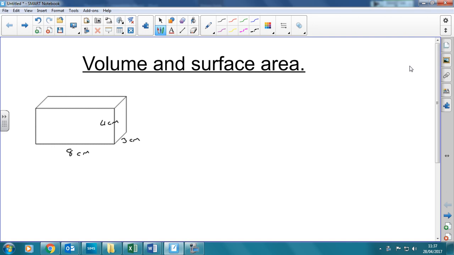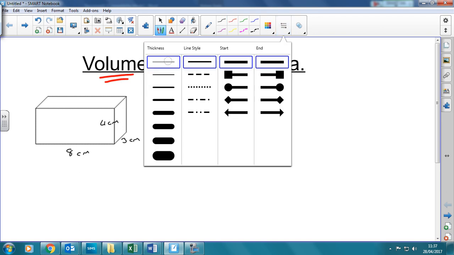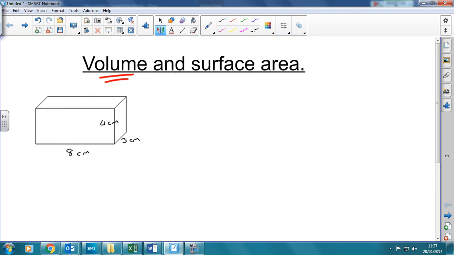Okay, this video is all about the volume and surface area of cuboids. Now, cuboids are just 3D rectangles. So, we're going to start off with volume, and a cuboid is what we call a type of prism. Now, a prism is just the same shape all the way through.